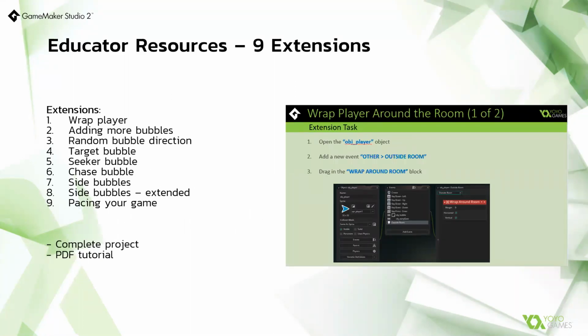These are the extension tasks that the student moves on to after completing the initial 6 tutorials. Of those that are less obvious, we have wrap player, which is moving outside the room on the right and then reappearing on the left, or vice versa. Target bubbles, which move to the player's initial position. We've then got seeker bubbles, which consistently change to the player's X coordinate. And then we've got chase bubbles that consistently move to whatever the player's position is at any point. And then side bubbles that enter from the left. And those can have target, seeker, and chase characteristics.